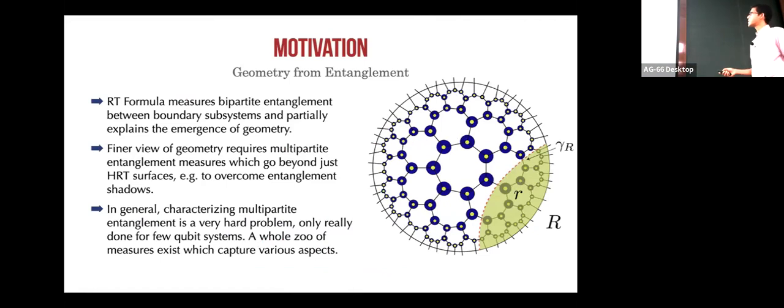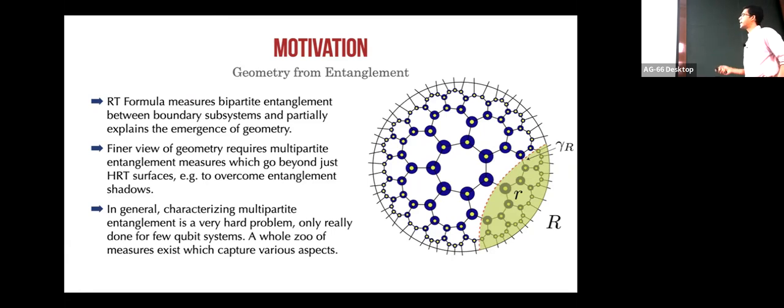Good. So let's start with just understanding two-party entanglement. That's something that's reasonably well understood at this point in terms of the Ryu-Takayanagi formula. As I was reviewing yesterday, the Ryu-Takayanagi formula says that the entanglement entropy of region capital R is computed by the area of this extremal surface gamma R, which we'll call the HRT surface.